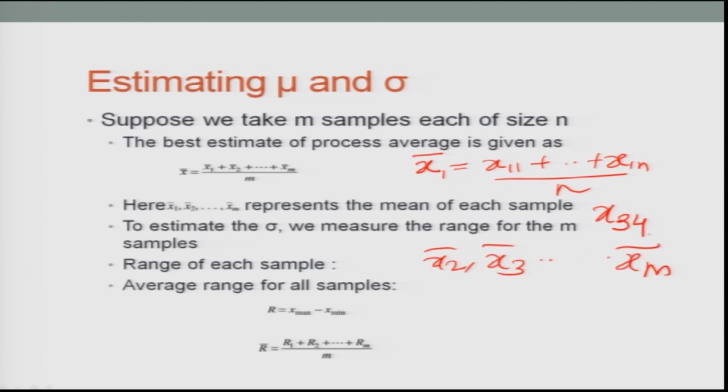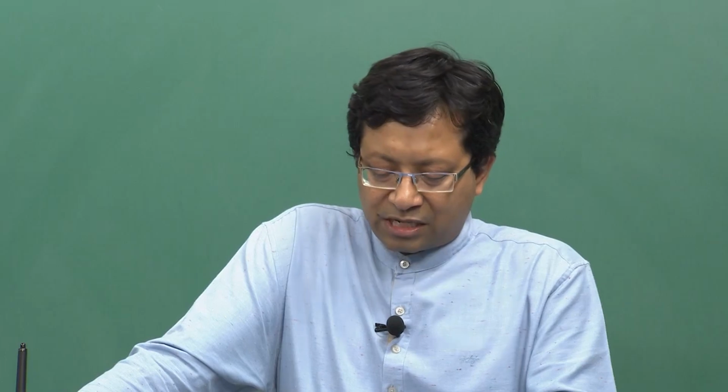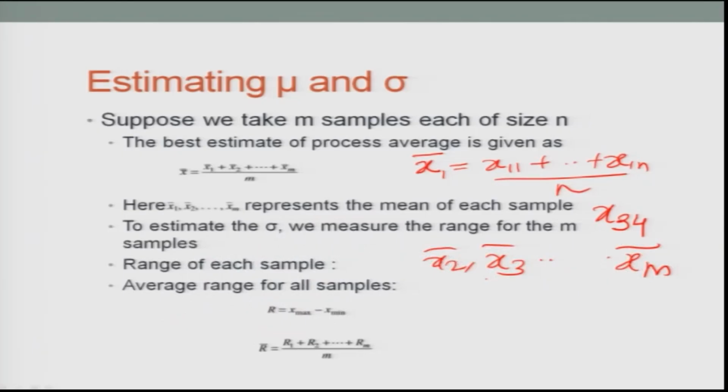So, adding all of them and dividing by m would basically mean the mean of the averages, that should in the long run be exactly equal to the population mean mu. So, the best estimate of the process average, which is mu, would be given technically by the sample averages, that is given by x double bar, because you are taking two averages, that is why it is double bar. So, that is basically the sum of x1 bar plus x2 bar dot dot till xm bar divided by m. So, hence here x1 bar, x2 bar, xm bar represent the mean of each sample.